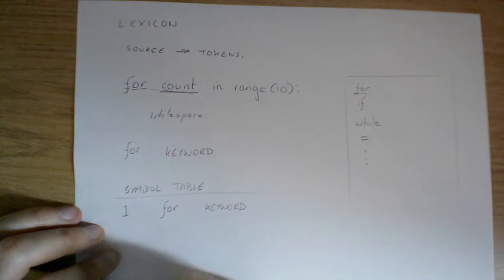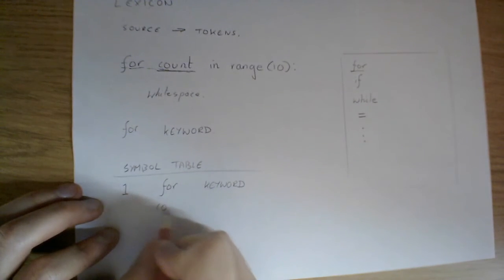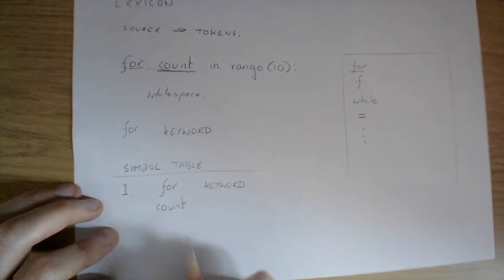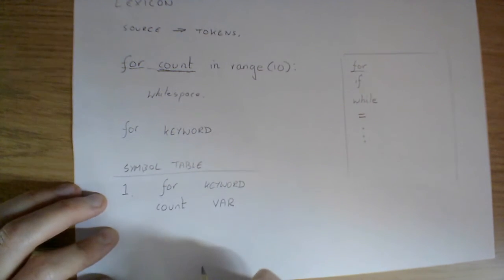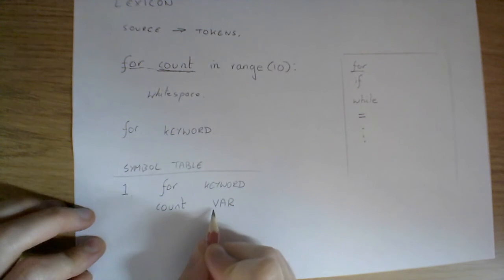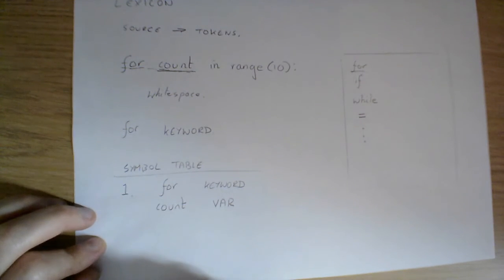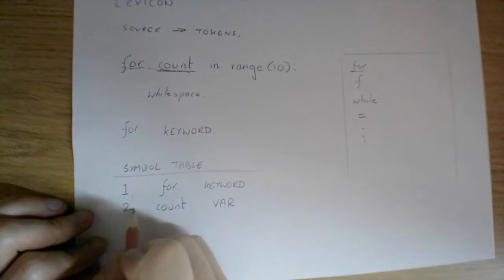So what it does is, it adds that word to its symbol table, count, and it says, oh, what type is it? Well, it's a variable, isn't it? So I'm going to give it the keyword var. What number should I give it? Well, it's the second thing I've found in my code so far, so I'm going to give it the number 2.